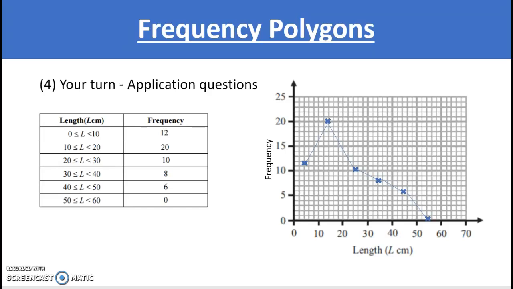Okay, here are the answers. So again, the midpoints are 5, 15, 25, so on and so forth, and you plot them out this way, at the midpoints according to frequency, and you connect them. Remember, don't connect the bottom or the top, just leave it as is, and that's that.